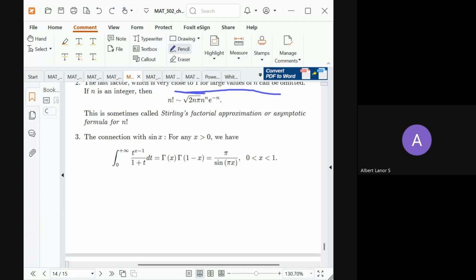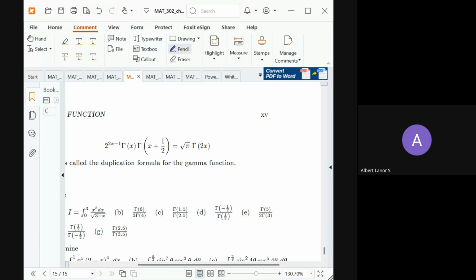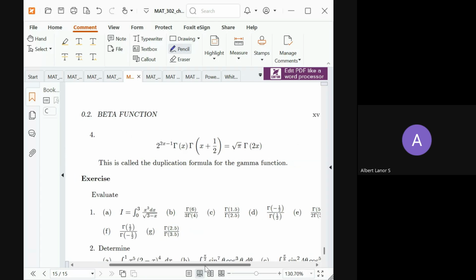Okay. Now this also connects sine x, integration of sine functions. So you have it that you have pi over sine pi x. Okay, so there are a few problems here, a few more examples here. Now the final one, number 4, is the duplication formula.